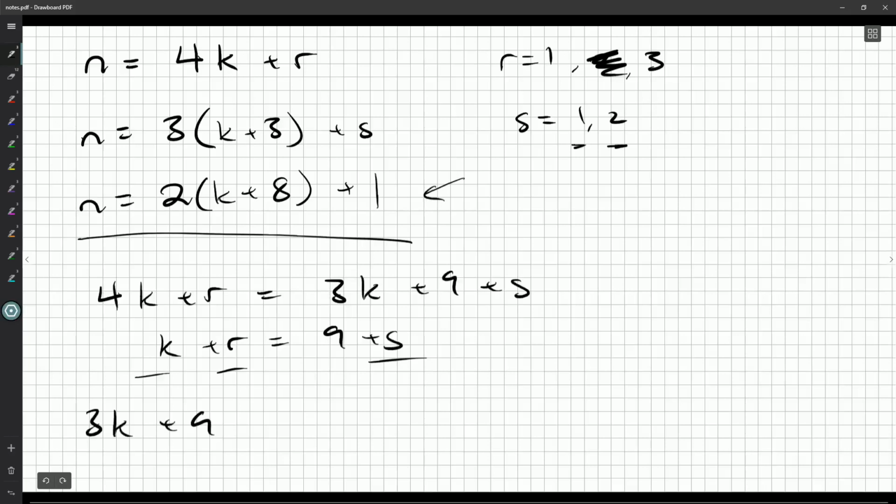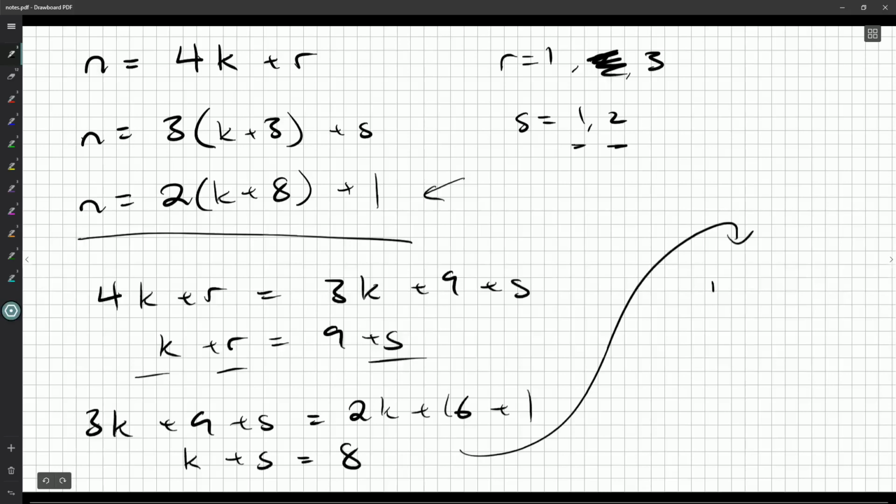So we get 3k plus 9 plus s is equal to 2k plus 16 plus 1, or 17, I guess you could say. If I subtract 2k from both sides, I'll get k plus s, and if I subtract 9 from both sides, I'll get 8 over here. So k plus s is equal to 8. Well, s is either 1 or 2. So that means k is either 7 or 6.